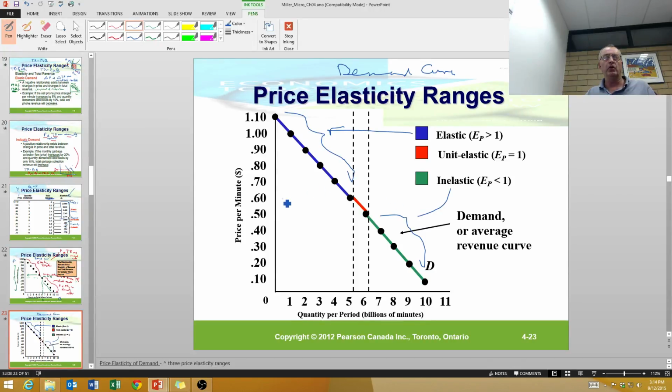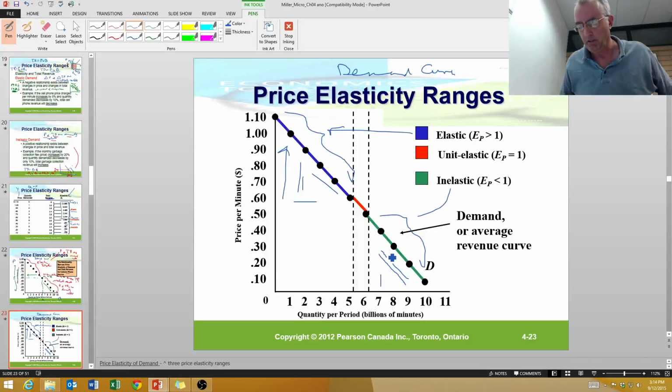As prices go up in this section, total revenues decline. As prices go up in this section, total revenues increase. And in this top section, as prices decline, total revenues increase. As prices increase in this section, total revenue increases. And of course, in the very center section, when you change the price, nothing happens to total revenue. It just stays neutral.